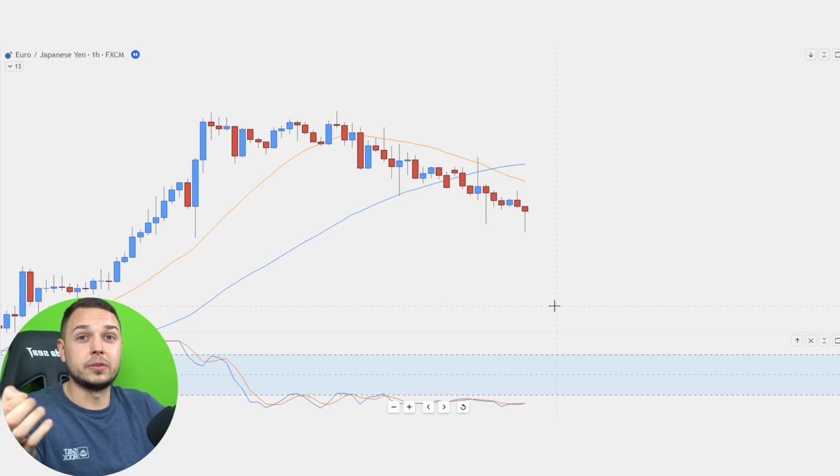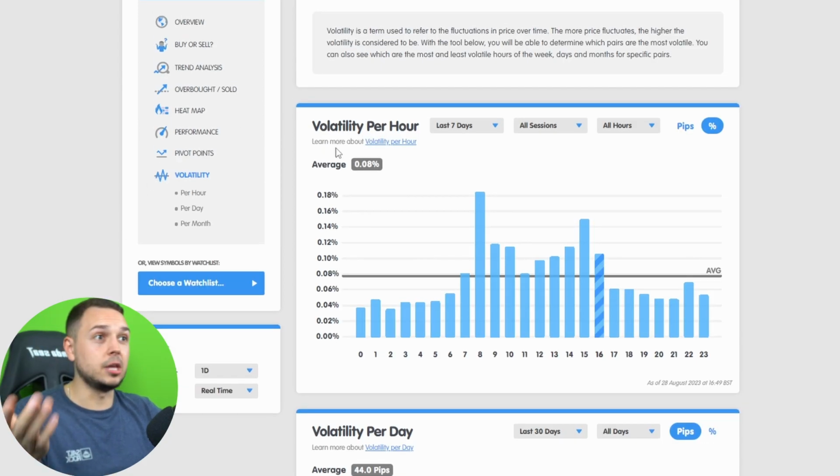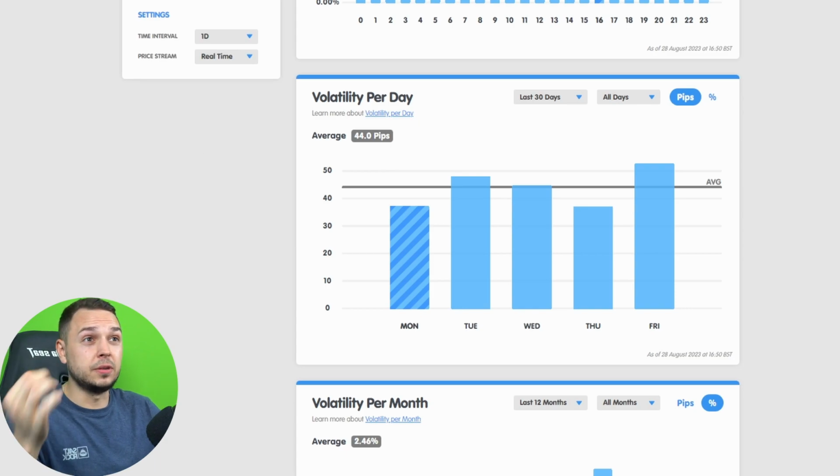Head over to a lower time frame such as the hourly if you're swing trading, or the 1-minute, 5-minute if you're scalping. Then head over to this website. I'll link it. It's babypips.com volatility indicator. Now you choose a currency pair that you're trading. The average apparently is 44 pips per day.